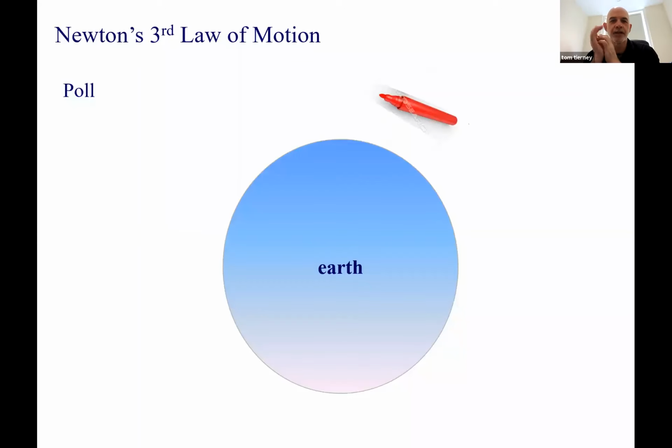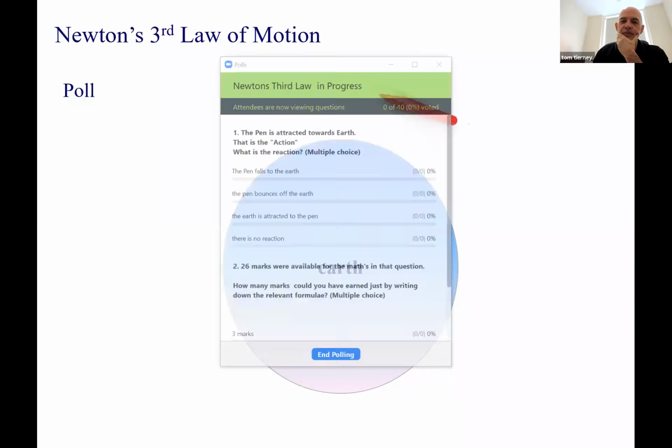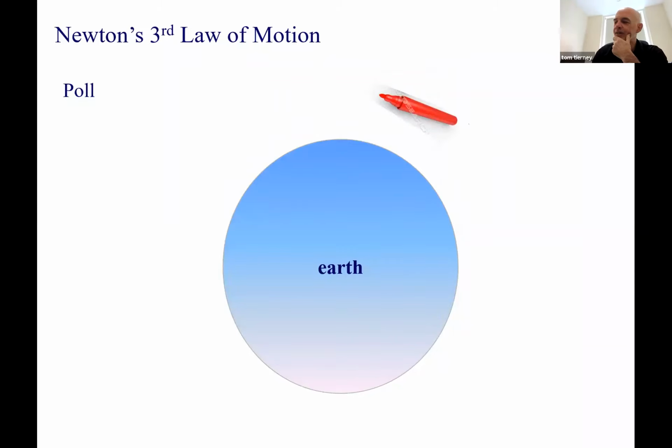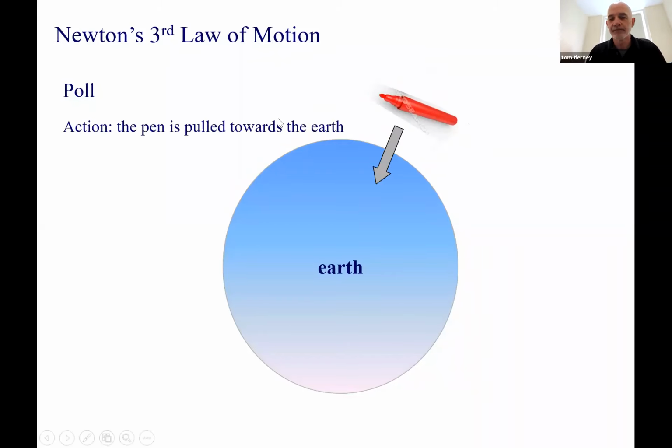Now, here's a poll question coming up, if Fiona's there. Newton's third law of motion says that for every action, there's an equal and opposite reaction. So if I hold my pen above the world, the action is that the pen is pulled down by the Earth. That's gravitation. What's the reaction? So have a go. Ignore question 2 here. Just have a go at question 1.